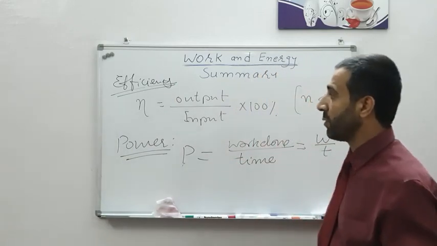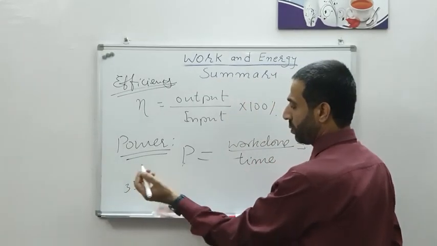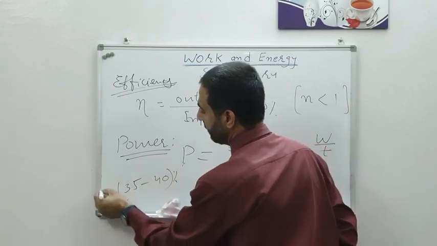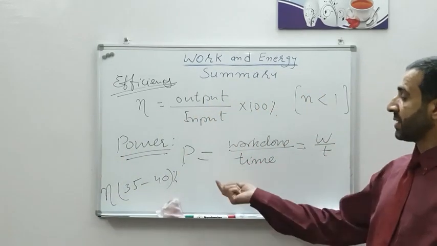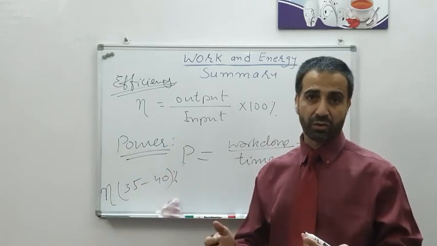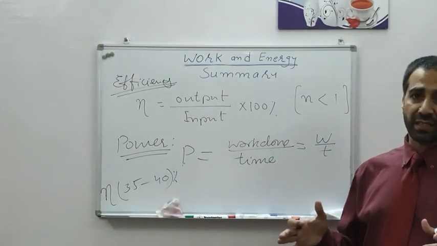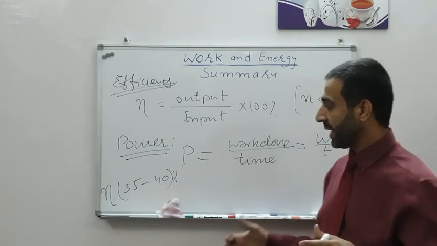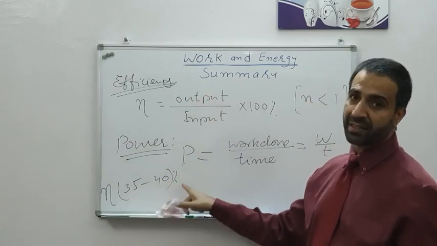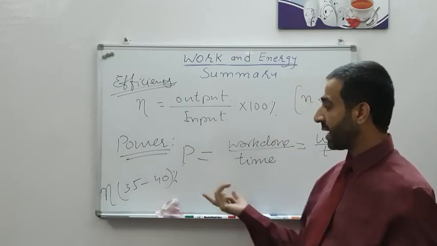One simple example I will give you. For example, a car engine. The car engine is 35 to 40% efficient. How low is it? About 60% of the energy is being wasted. If you have 100% energy available from the source, heat energy or chemical energy, your car engine consumes 35% in useful work done. The rest is wasted in overcoming friction, producing sound, and producing unnecessary or undesirable heat.